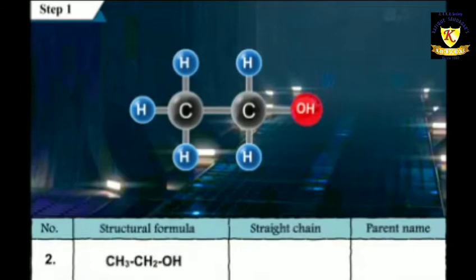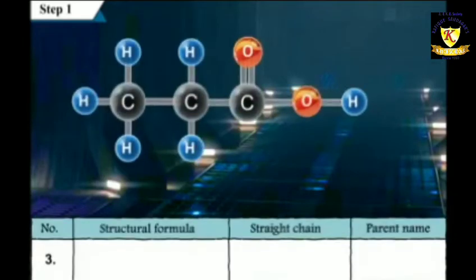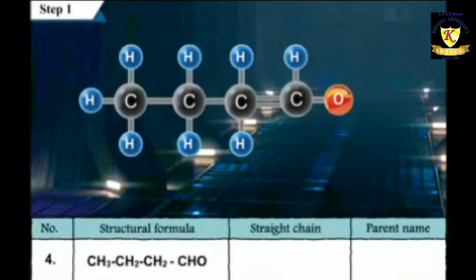Structural formula CH3CH2OH. So the chain is C-C and the parent name is ethane. Structural formula CH3CH2COOH. So it is a straight chain C-C-C, and the parent name is propane. Next, CH3CH2CH2CHO. The straight chain is C-C-C-C, and the parent name is butane.